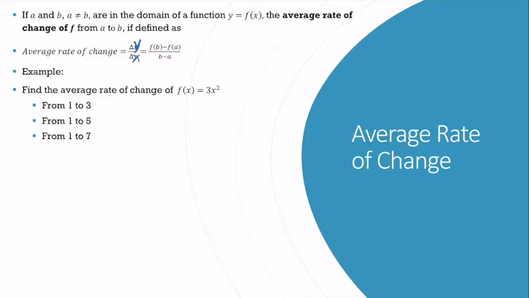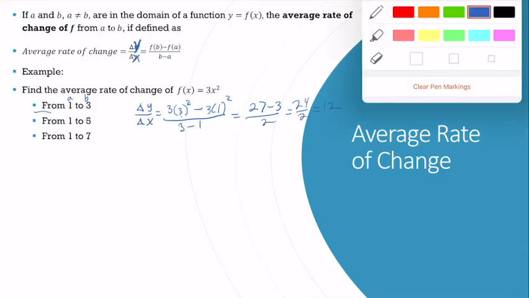So if I want to find the average rate of change from 1 to 3, I'm going to look at the change in y over the change in x. So here's my a and here's my b. 3 times 3 squared minus 3 times 1 squared over 3 minus 1. This would give me 3 squared, which is 9, times 3, which is 27. 27 minus 3 over 2. That would give me 24 halves, which is 12. Maybe I shouldn't use blue. 12.